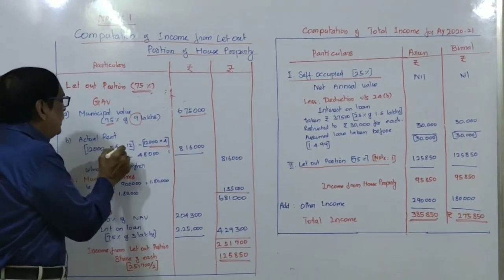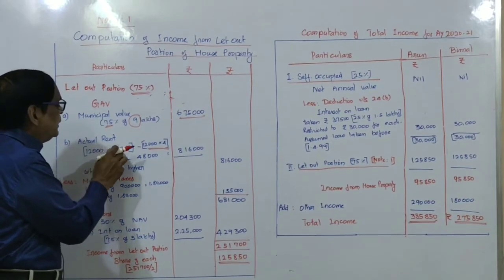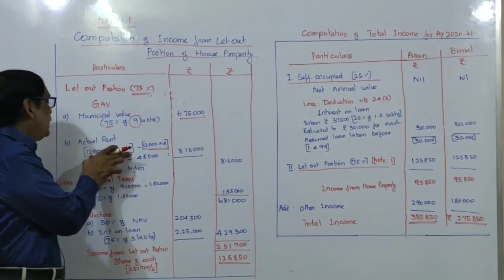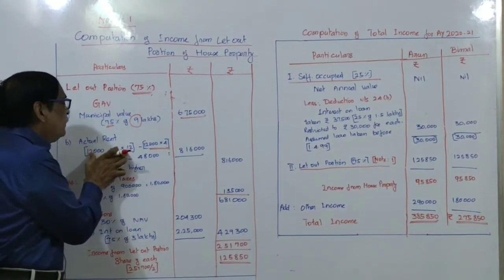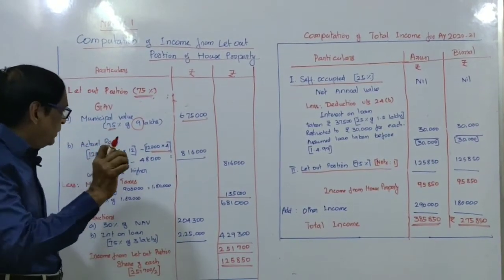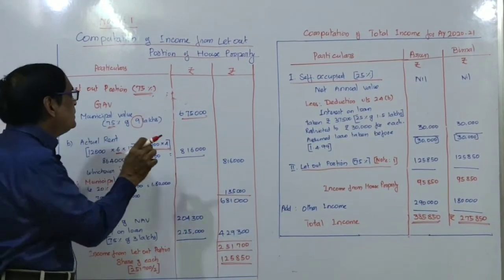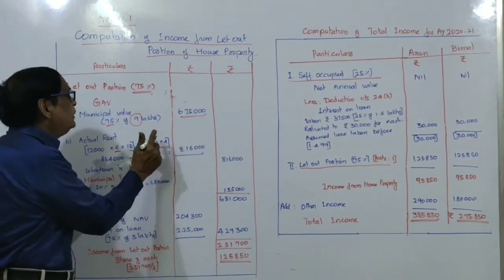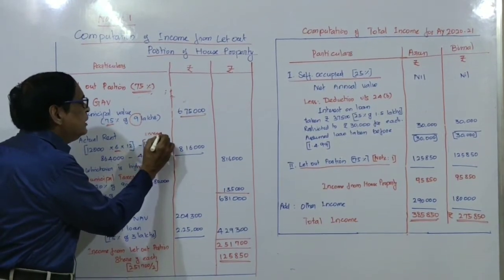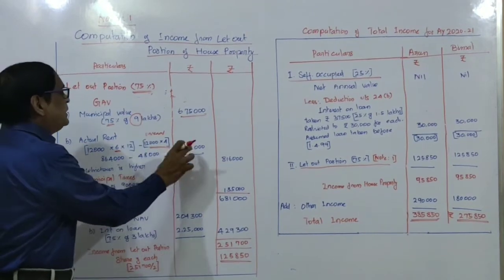And then how many months? 12 months. So 12,000 into 6 into 12, that is the total actual rent, out of which 1 unit for which the rent has not been recovered, that is 12,000 into 4 months. 4 months' rent was not recovered. So this is unrealized rent. We have to deduct this from the original rent. Then it is the actual rent.